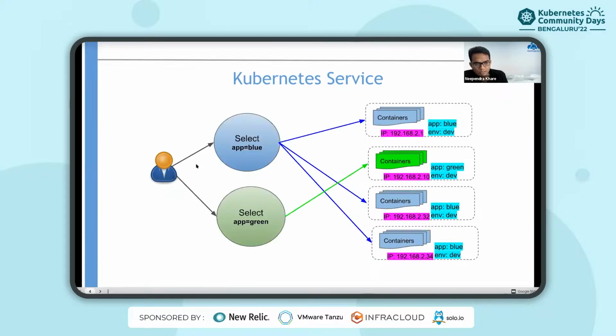So rather than accessing them with the pod IP, what we do is group the similar kinds of apps together. As you can see here, we have a group of similar apps together. So we have a group of app blue and a group of app green.